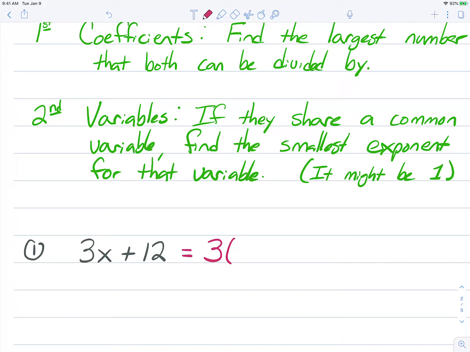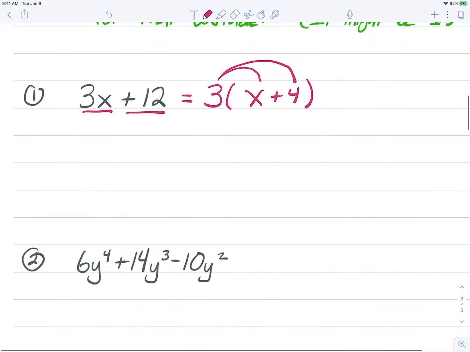Now this is why we did distributing before, because factoring out a GCF is like undistributing. So it's kind of like saying, okay, 3 times what gave us 3x? That was x. 3 times what gave us a positive 12? That was a positive 4. So it's like you're going backwards. I gave you the answer. What was the problem that you distributed to get that answer? And that would be 3 times (x plus 4).